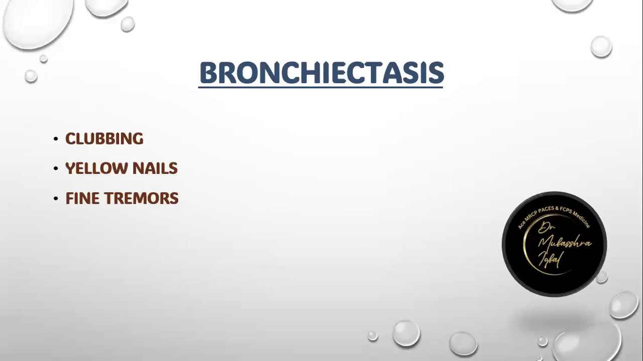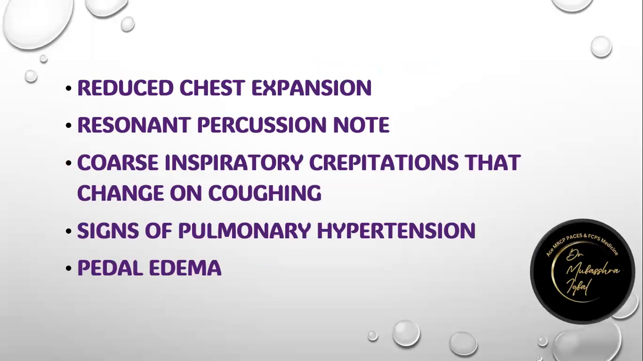Then moving towards the very important case, bronchiectasis. What findings will you get in bronchiectasis? Here I have written only the important findings, otherwise there can be many findings present. For example, clubbing, yellow nails, fine tremors, and even there can be evidence of rheumatoid hands, because rheumatoid arthritis and bronchiectasis have a very strong association. Whatever your positive findings, you will comment on them.